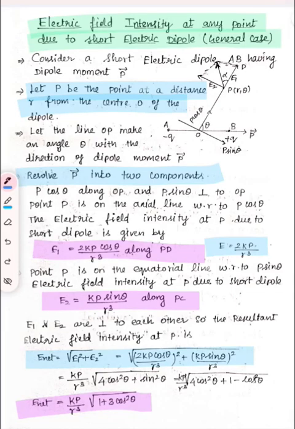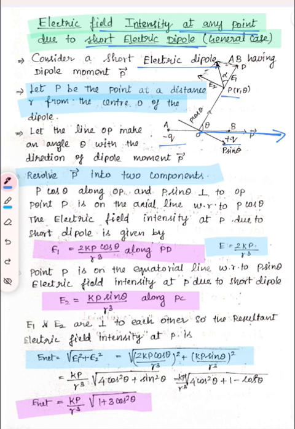Hello students, today we study electric field intensity at any general point due to an electric dipole. Consider a short electric dipole AB which consists of equal and opposite charges, minus q and plus q, separated by a small distance 2a. We know the direction of the dipole moment is from negative charge to positive charge, so it will be in this direction.